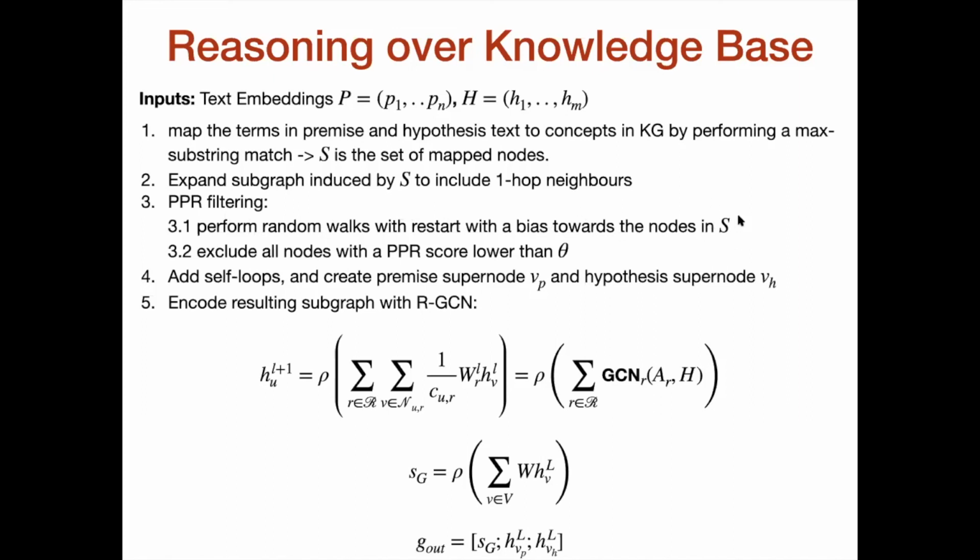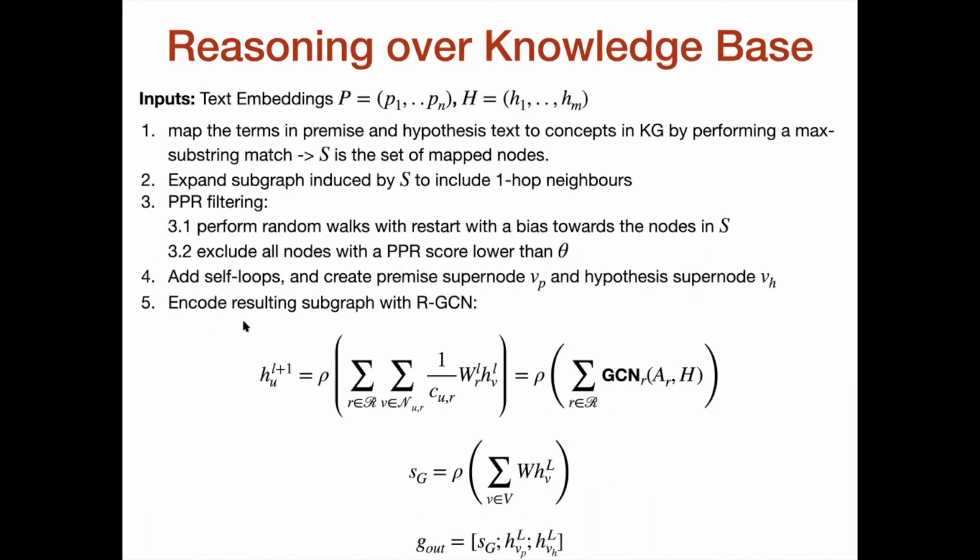And what they do is, once they have obtained the personalized PageRank scores, they just exclude all the nodes that have a score which is lower than theta, which is just a hyperparameter. They then take this filtered subgraph, add self loops, and create a premise and a hypothesis supernode. For example, the premise supernode is just a new node which is connected to all the nodes in S which have been mapped from words in the premise. And the same thing is done for the hypothesis supernode.